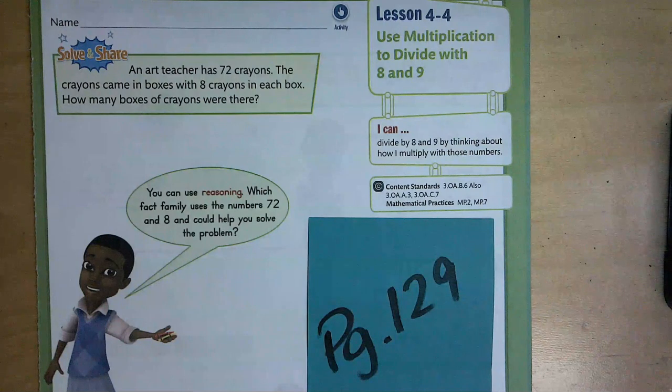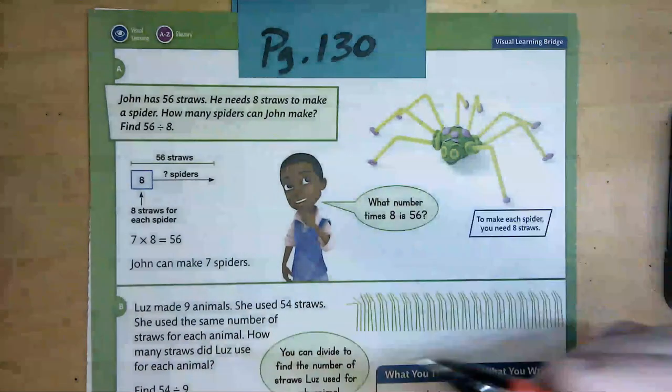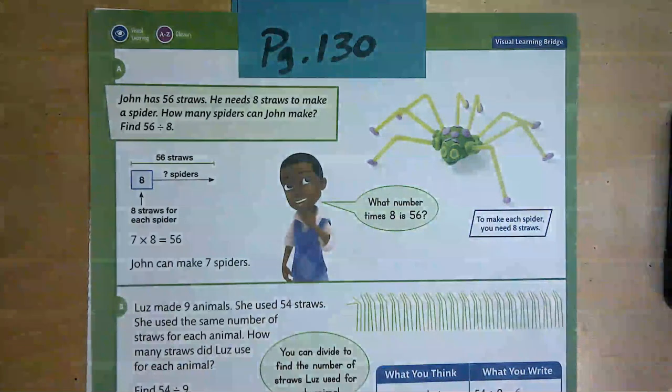Go ahead and turn with me to the next page, page 130, as we get started. All right, so here we are on page 130, and just like we've been doing the last few days, we're going to be using multiplication to work on our division. So take a look up here at the problem. I've got my pen because it shows up a little bit better on the video. I hope you've got your pencil with you because we're going to go ahead and get started.